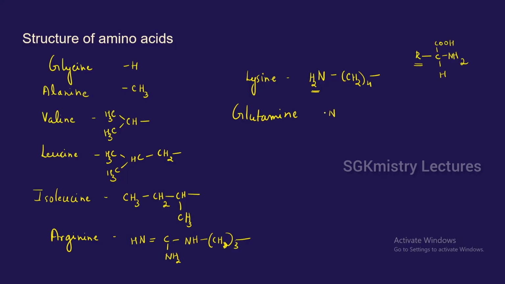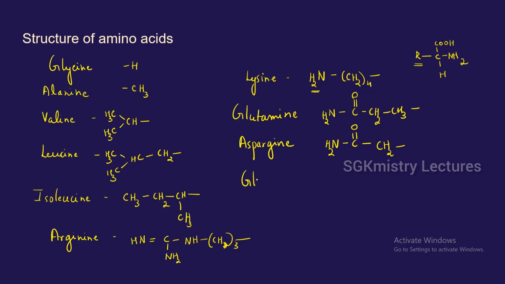That is NH2, CO, CH2, CH3. Okay, it has an acid amide group. Next we have asparagine. Similarly here also there is an amide group, an acid amide group, with just one CH2 group. In glutamine there is a CH2, CH3 group. In asparagine, along with the acid amide group, there is only one CH2 group.